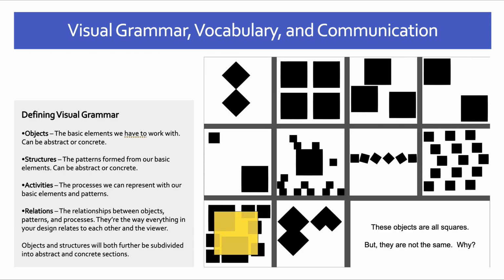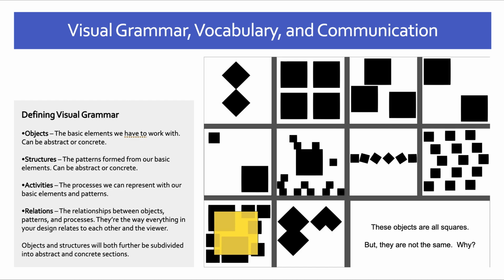Okay, so defining visual grammar. And here are some examples. In the example over here, all these objects are squares, but they are not the same. Why is that? Why are they not the same? They're all squares. And so that is part of the principles and elements of design. In this case, the squares are the element. That was grammatically incorrect. We're talking about grammar, and Ms. V just made a faux pas.